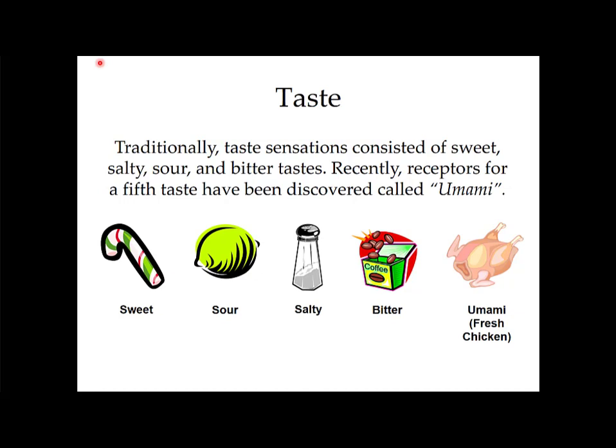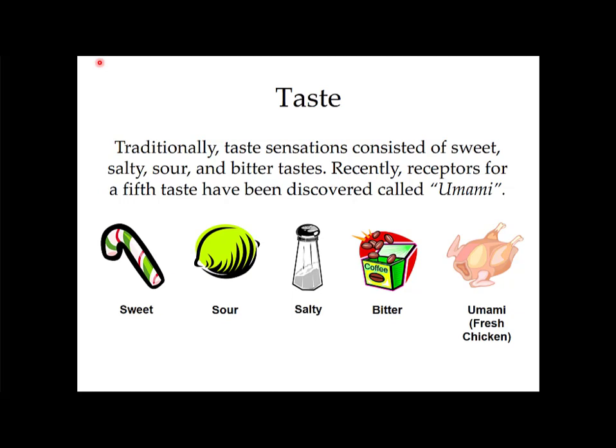I'm going to skip bitter for a minute. Umami is the best way I can explain it: that fat, oil, meat sort of taste. There's actually a chemical there, but again, we don't have a word for that in English, so we just call it umami. And we also can detect bitter.